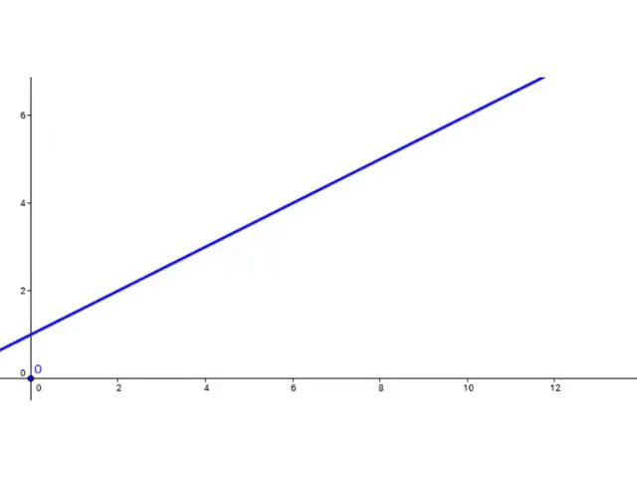Take the line f of x equals 1/2 x plus 1. Suppose we are interested in the area under f between 0 and 6. Since f is a line, we can calculate the area under the curve with regular geometric shapes, and we can avoid Riemann sums.